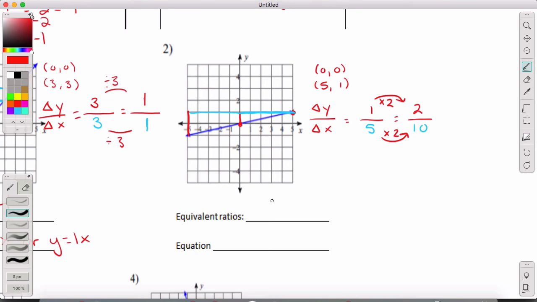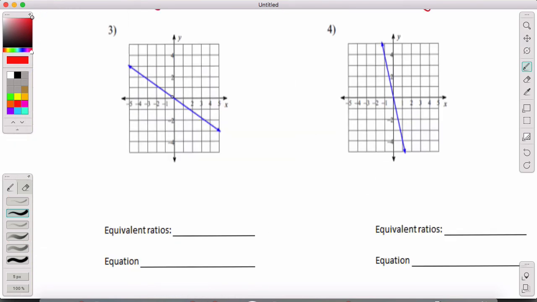All right, so our equivalent ratio, we can do 1/5 equals 2/10. And then our equation, we want to take that simplest ratio and we've got y equals 1/5 x.